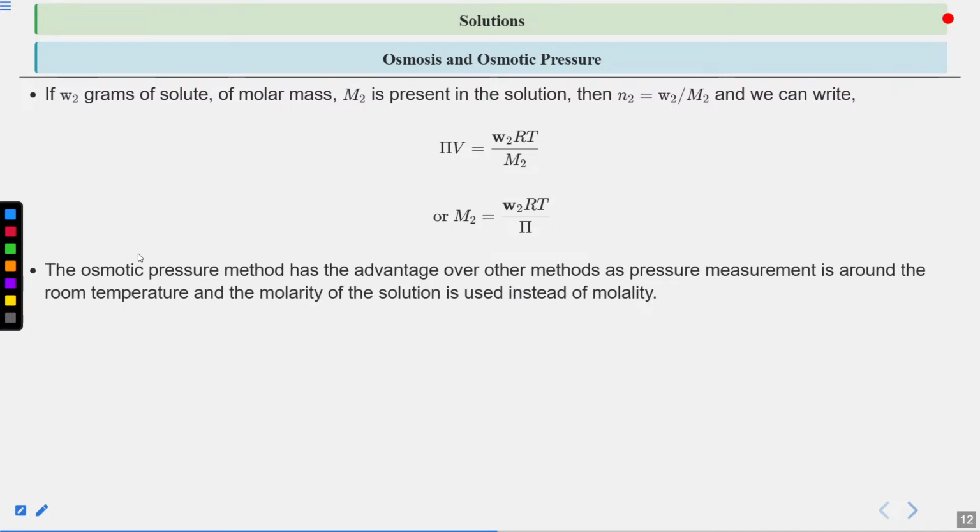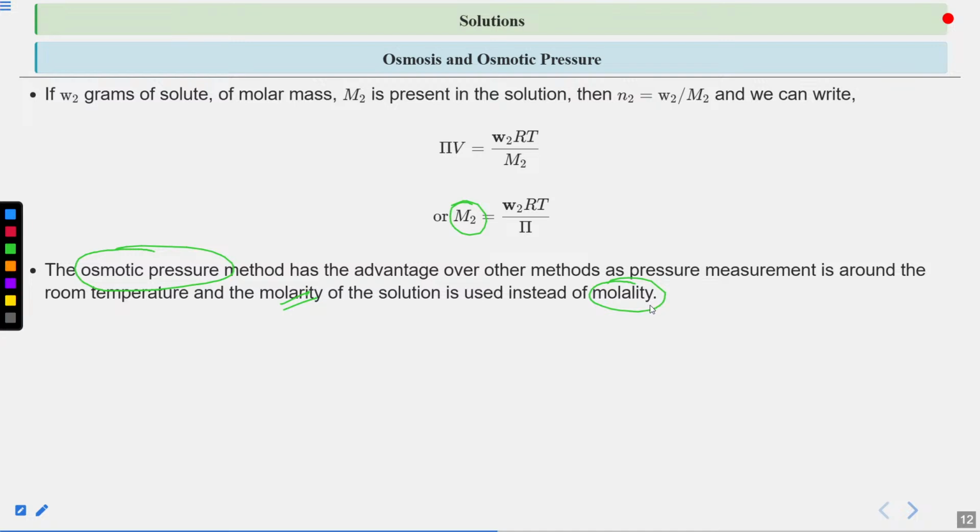Now this osmotic pressure has an advantage over other methods in calculation of the molar mass of the solute, because it is dependent upon the molarity and not upon the molality. If you have studied the molarity and molality difference very minutely, then you must know that molarity is much better than molality. Okay, because molarity is dependent upon volume and volume is a function of temperature. So it gives you a specific volume which is temperature dependent.